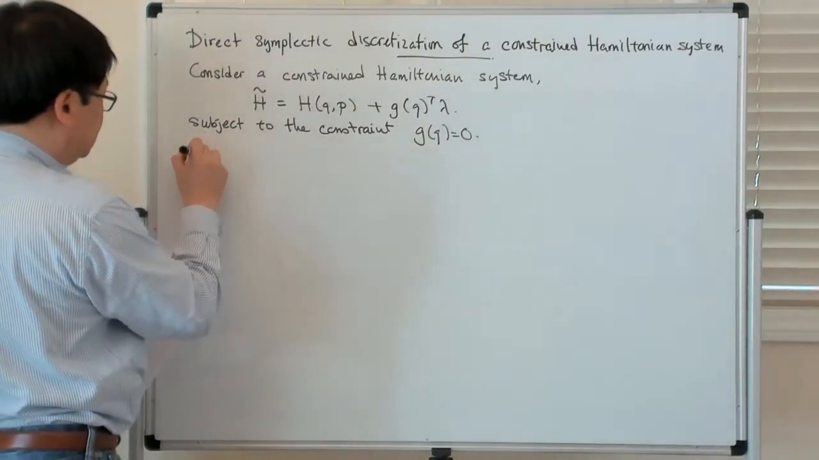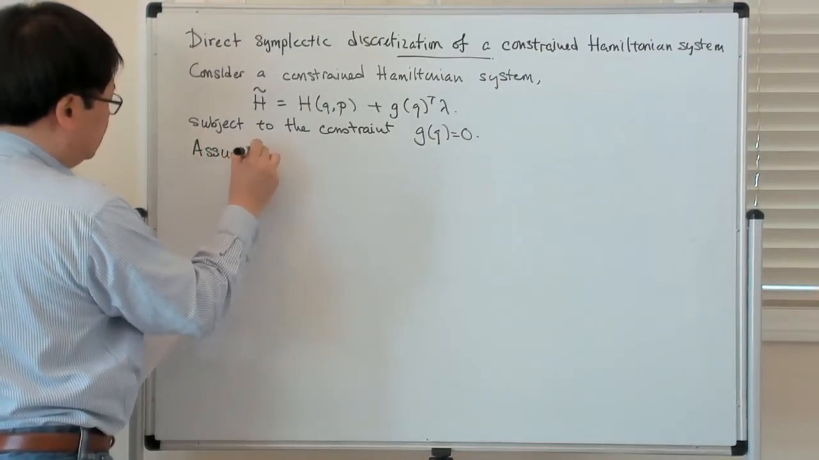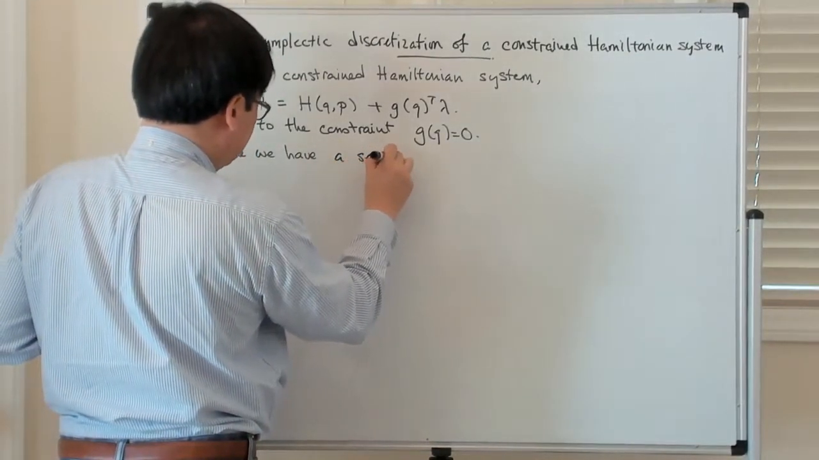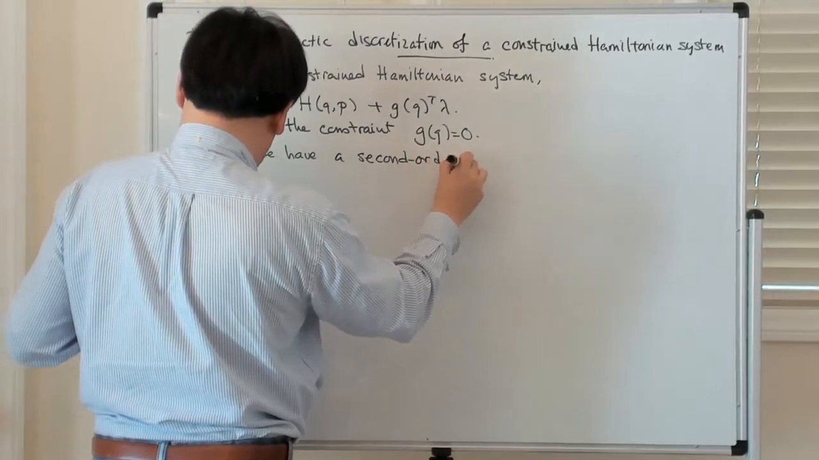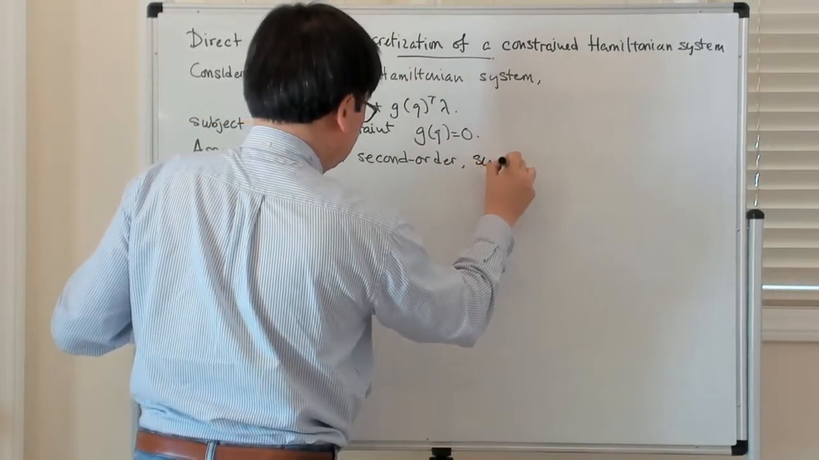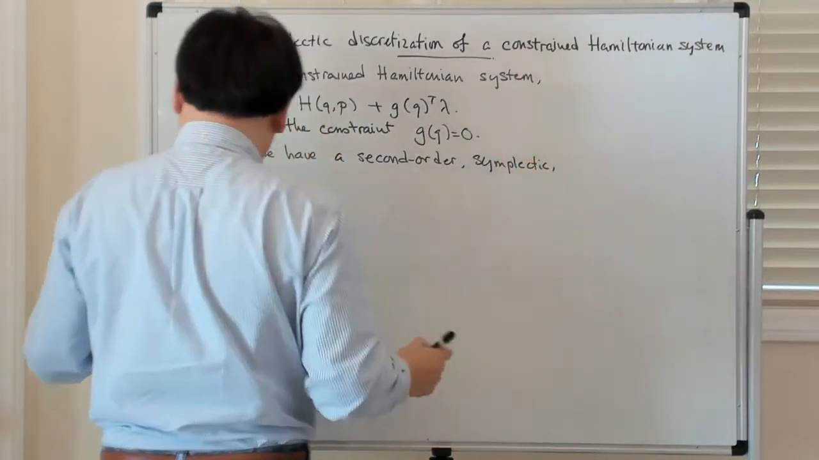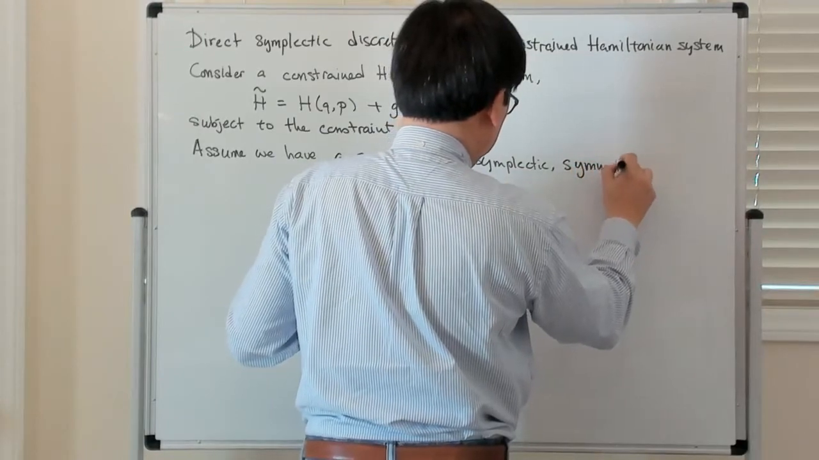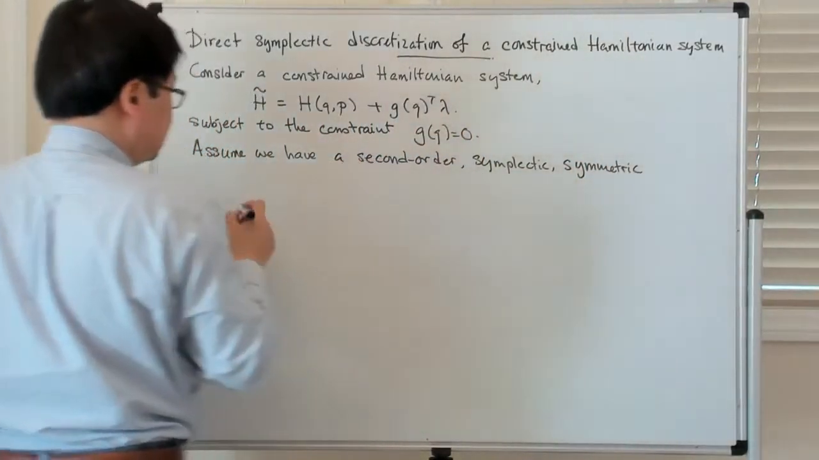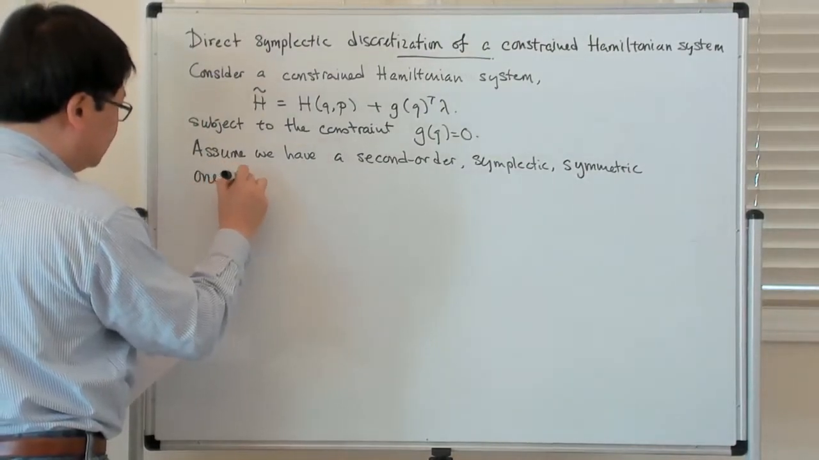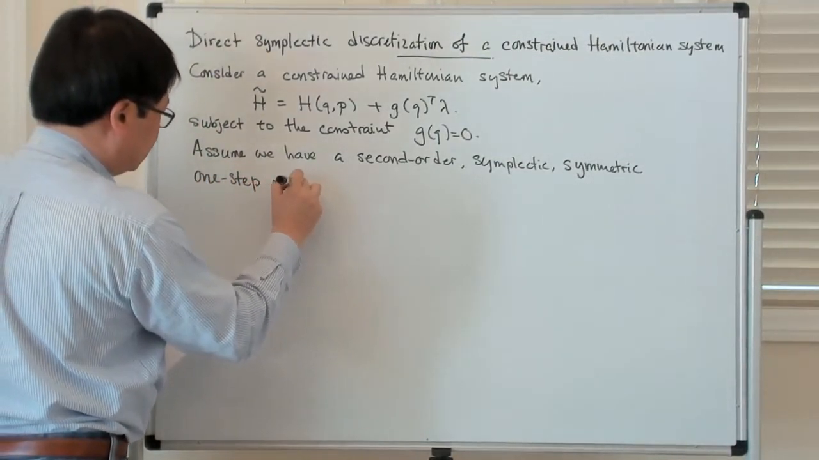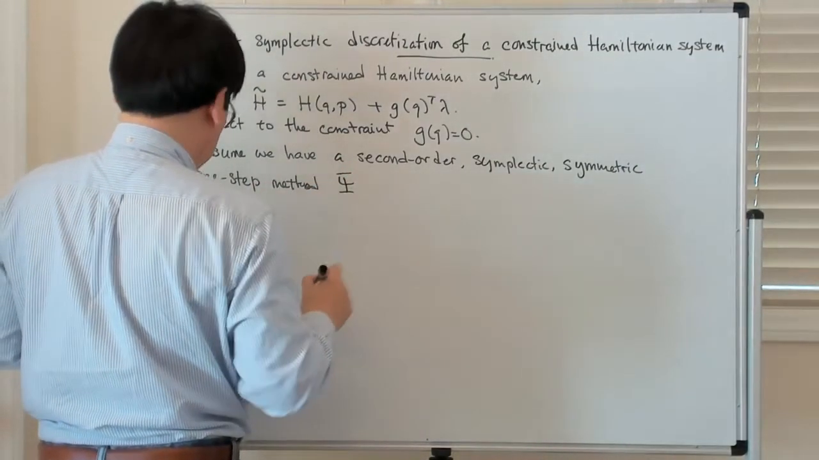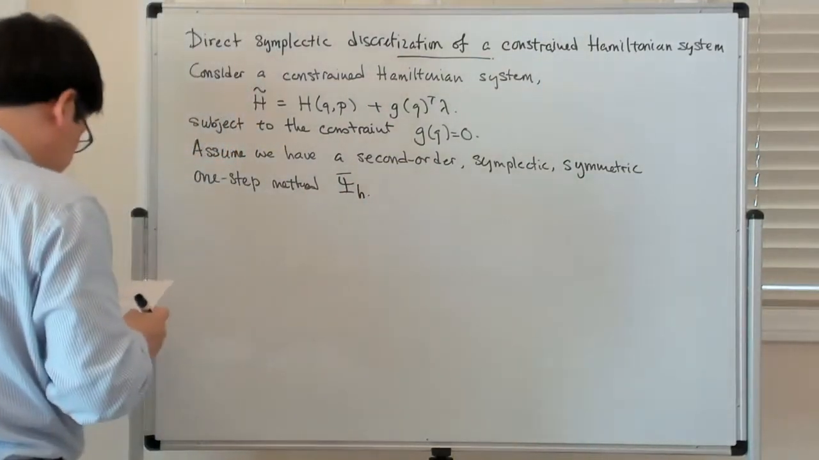So let us assume we have a second order accurate symplectic symmetric integration scheme, say a symmetric one-step method. And let's just denote it by psi h.